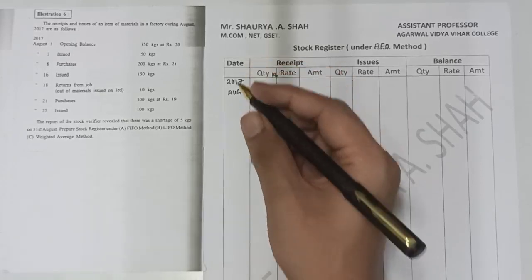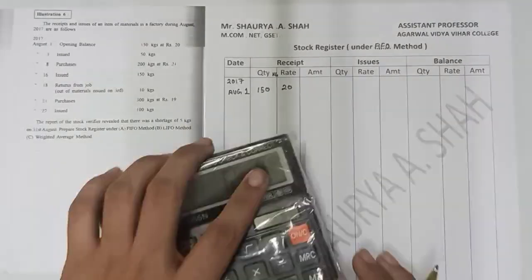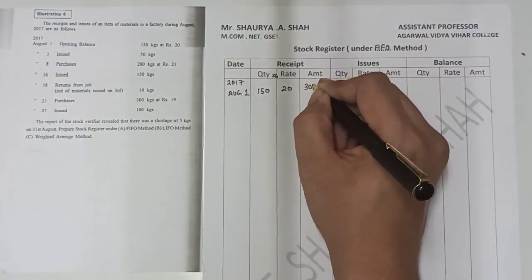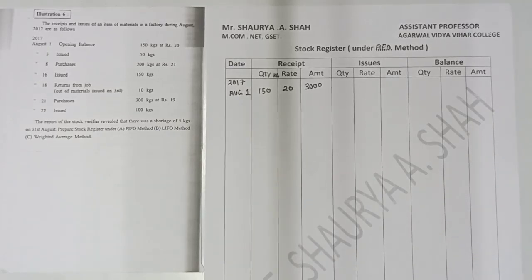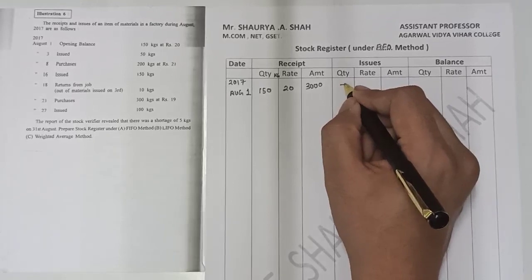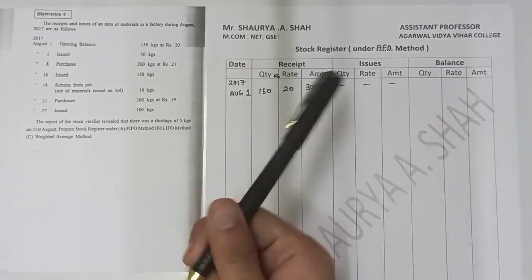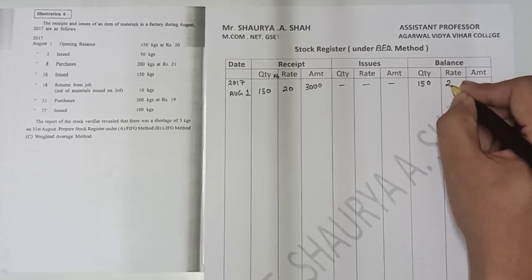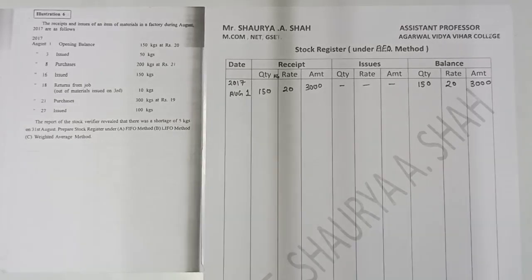So 150 into 20, students, gives me 3000 rupees. Just write down in the receipt column 150 into 20, 3000, whatever is given in the sum. Issues will be a dash because there is no issue as such. Write the same thing in the balance, because on the very first day we don't have anything else. So again quantity 150, rate 20 and amount 3000. This is how you need to post each and every transaction you have in the sum. I hope it is clear.